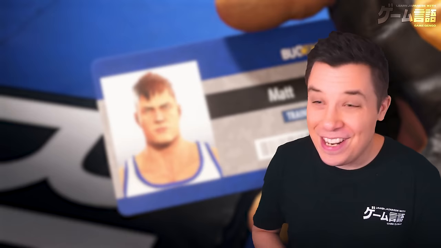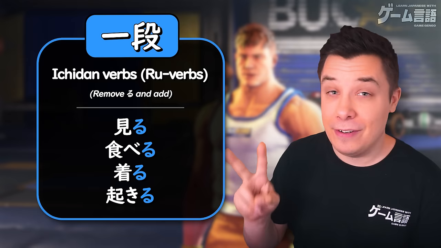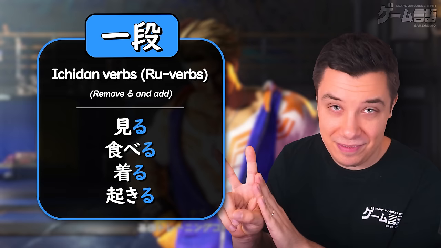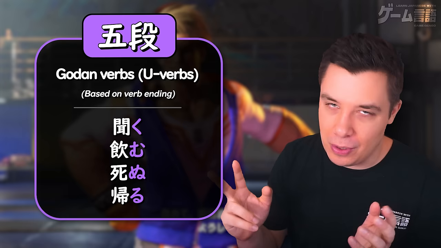Now first, before you learn how to actually conjugate all of these verbs, you first need to know what type of verb the verb you're looking at is. And in modern Japanese, there are two different types of verbs. Ichidan, seen often in your textbooks as ru verbs, and godan, also known as u verbs. And these are the two different types of verb classification in modern Japanese.